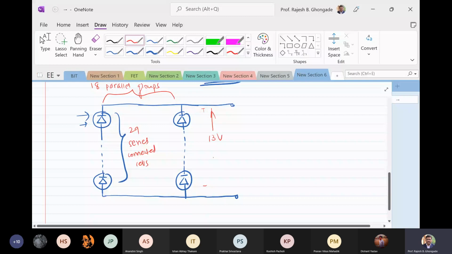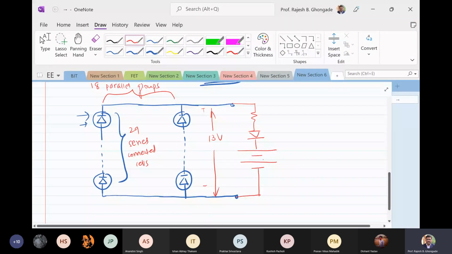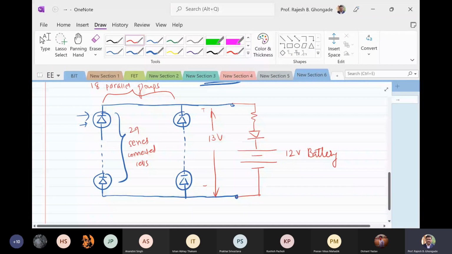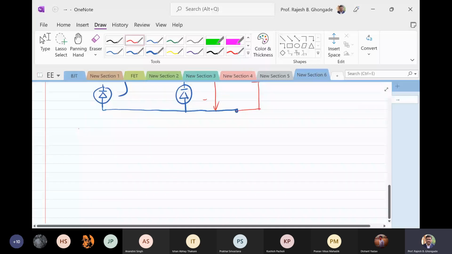You can calculate it, and then you can charge a battery, goes through a diode, like this. So this is a 12-volt battery. So this is how you will be able to use the solar cell. Now solar cells come in two different types. One is called the monolithic.